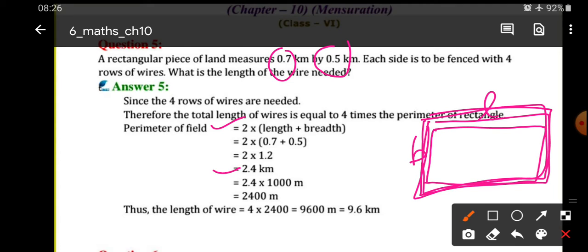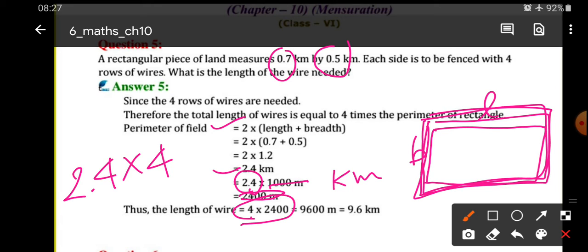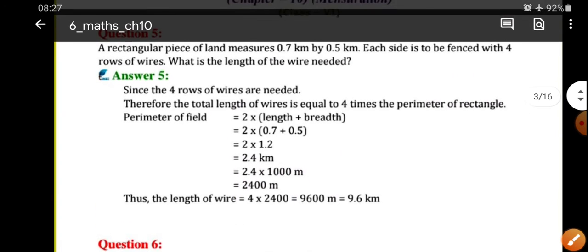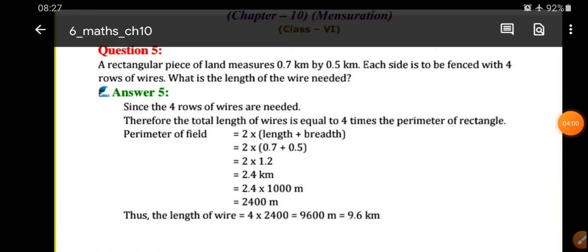Now, here it could be converted into meter. I think there's no need to convert into meter, you can keep it as it is, 2.4 kilometer. Now it is fenced 4 times, with 4 rows of wire. So you have to multiply by 4. Directly you can write 2.4 into 4, so that will be 9.6 kilometer. So the length of wire will be 9.6 kilometer.